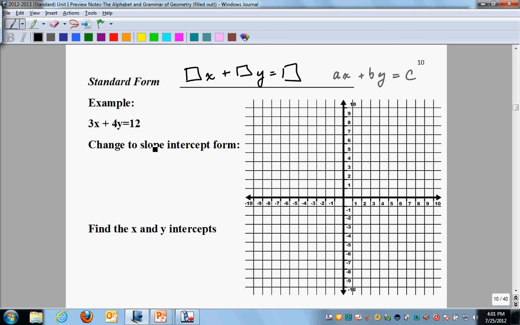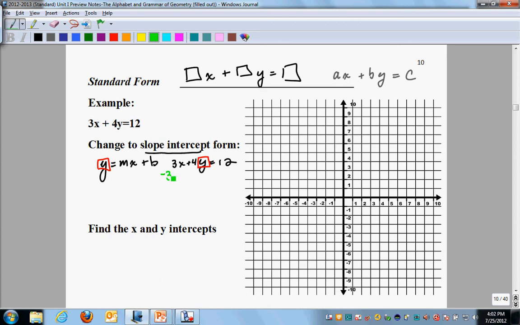So let's try that. Slope-intercept form looks like this: y equals mx plus b. So you can see that you need to get y by itself. So if we were working with this equation, 3x plus 4y equals 12, to get it into y equals mx plus b, I'd like you to box the y. You want to get y all by itself, so you need to clear everything else. So we're going to do that through these steps.